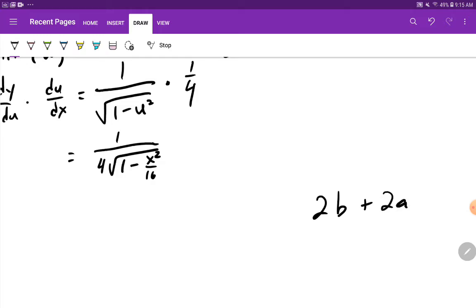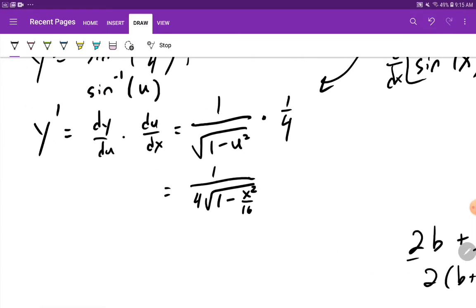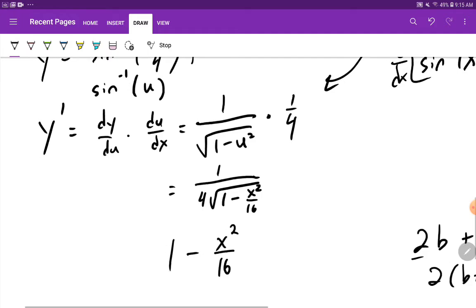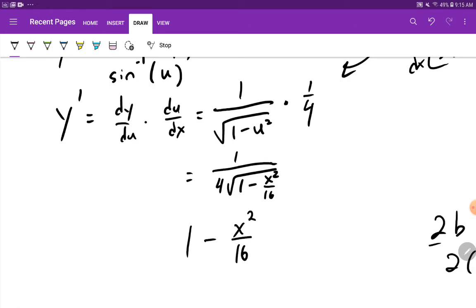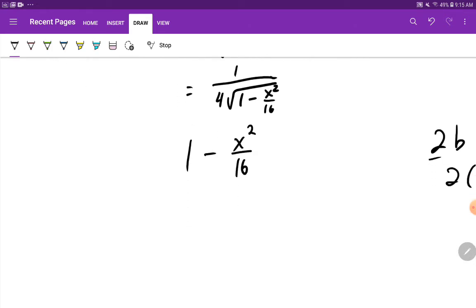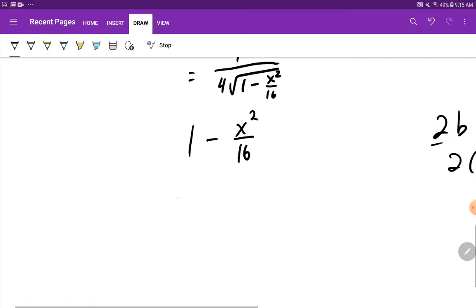Like you're used to seeing problems like 2b plus 2a, you would factor out the 2 only because they have a common factor of 2. But what you may not know is that you can factor out anything you want. Sky's the limit. In this case, if I have 1 minus x squared over 16, I can make this look quote unquote prettier by factoring out a 1 over 16. And this is actually going to be a trick that we use later on too.